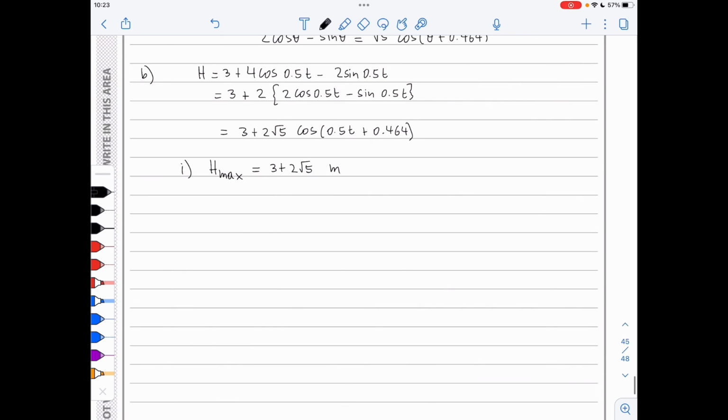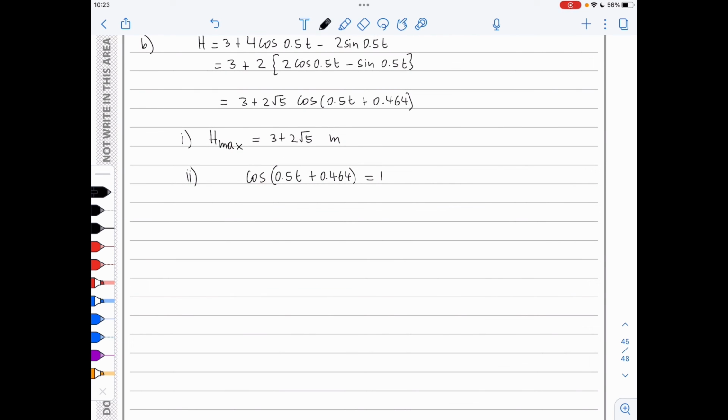And then to find the value of t for which this maximum is attained, we need to say that cos of a half t plus 0.464 is 1. So cos of 0.5t plus 0.464 is equal to 1. We know that the principal value we get is 0, and another value that could also work is 2 pi, and actually every 2 pi we get solutions.